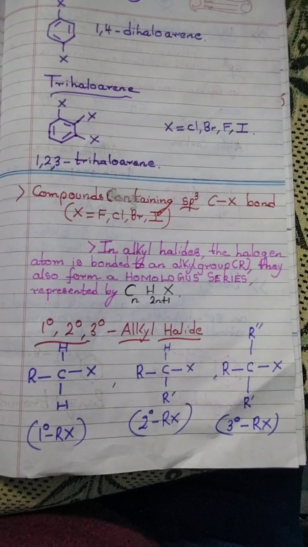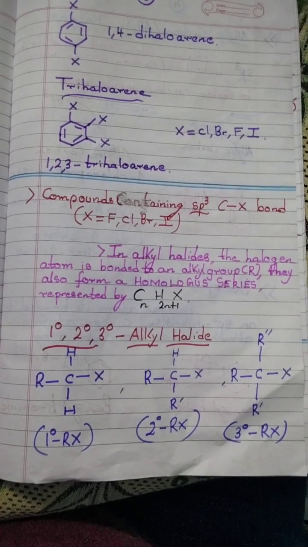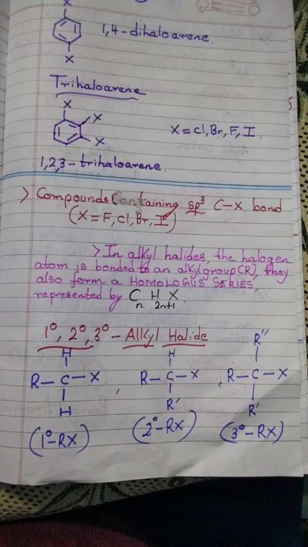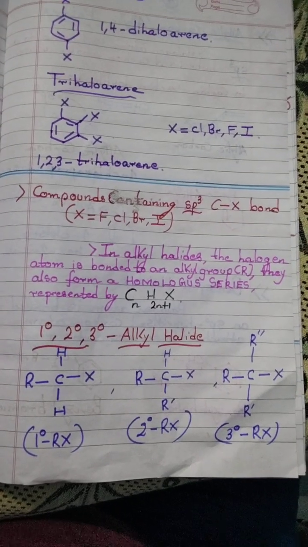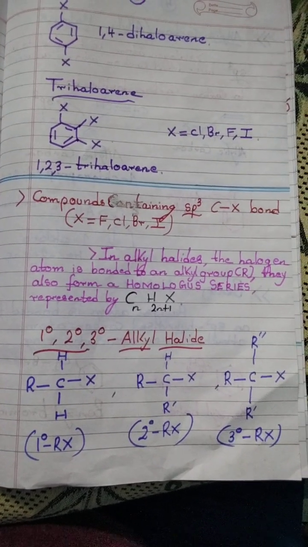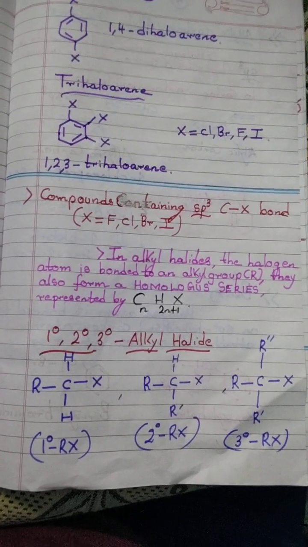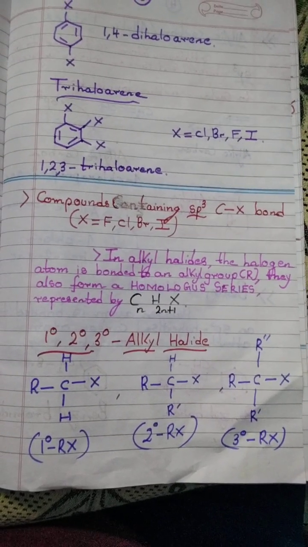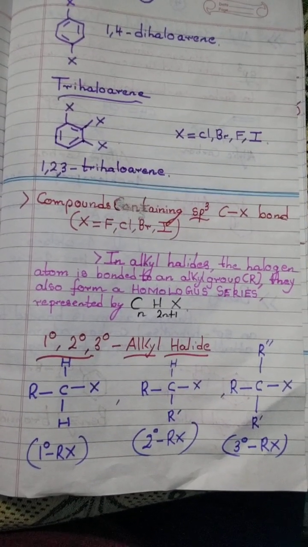Now we look into our next topic, compounds containing sp3 hybridized carbon bonded to a halogen atom. In alkyl halide, the halogen atom is bonded to an alkyl group directly. They form a homologous series by the general formula CnH2n+1X, where n refers to the number of carbon atoms. The first classification is primary, secondary, tertiary alkyl halide.